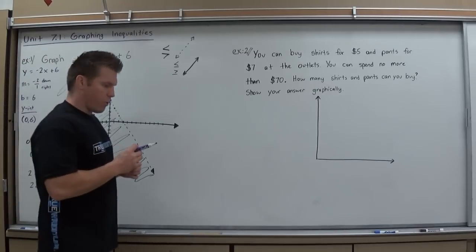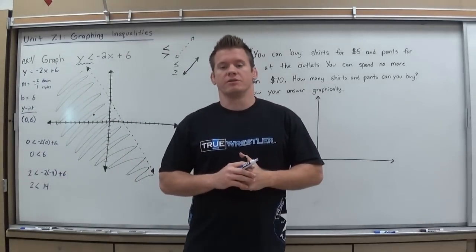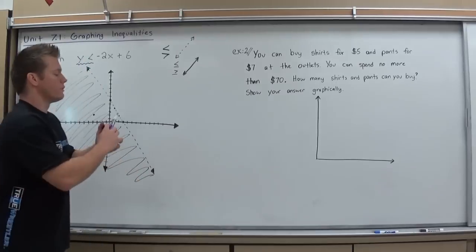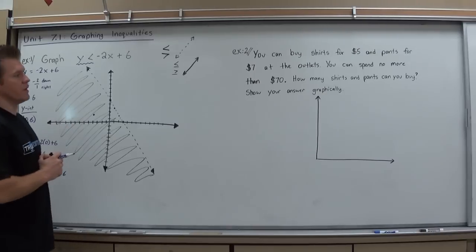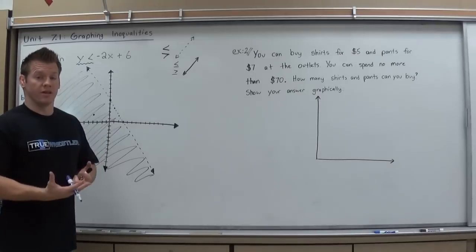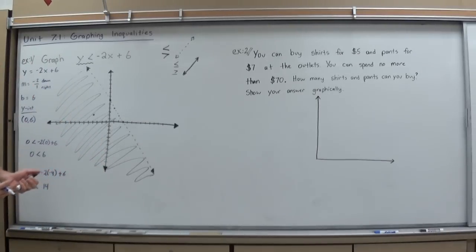All right, let's try a word problem with this, just so you can see some of the applications of graphing linear inequalities. So our next situation says you can buy shirts for $5 and pants for $7 at the outlet. So maybe there's a sale going on, that's the price you can get, you're seeing what you can buy. It says you can spend no more than $70, which would mean I can spend $70 exactly or anything less than that, and that'd still be okay.